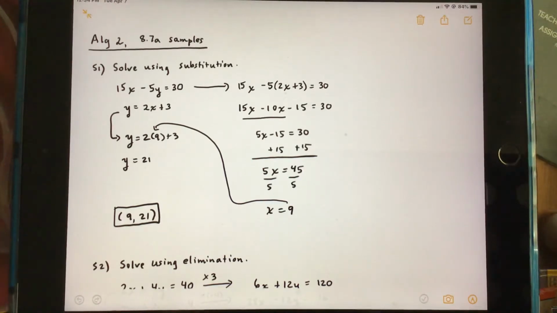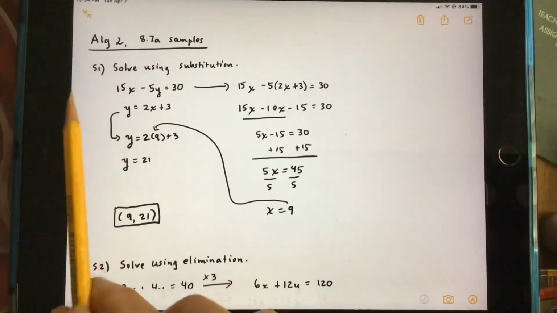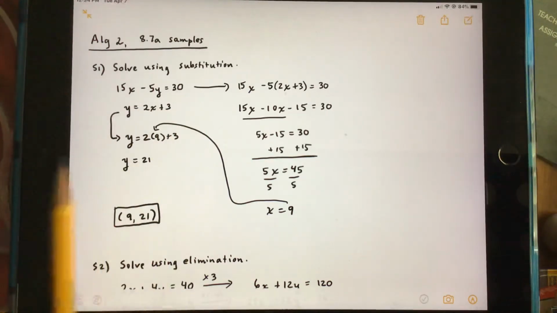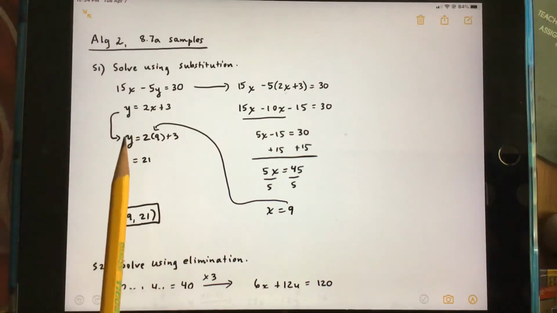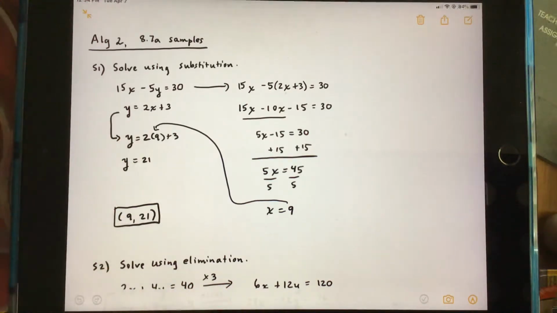The first method that we reviewed was solving using substitution, and that's going to be our method for sample 1 here. Solve this linear system using substitution. What that means is we want to find the one x and the one y value that will solve both of these equations and make both of them true.